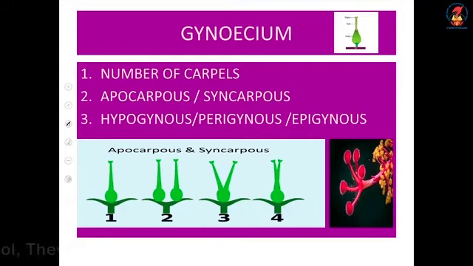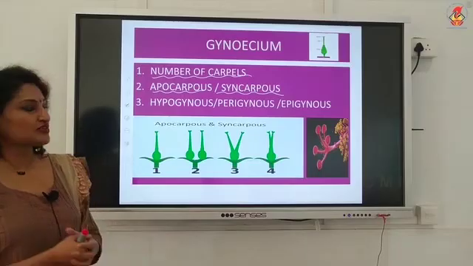Then the next lead is whether it is apocarpous or syncarpous. Now the terms are totally different. We are not going with poly or gamo, we are going with the terms apo and syn. Apocarpous if it is free, syncarpous if it is fused.